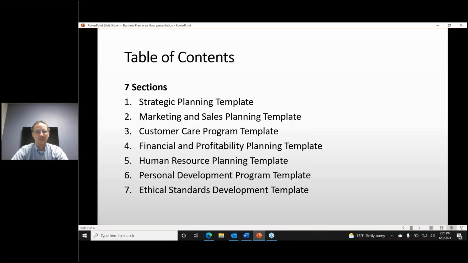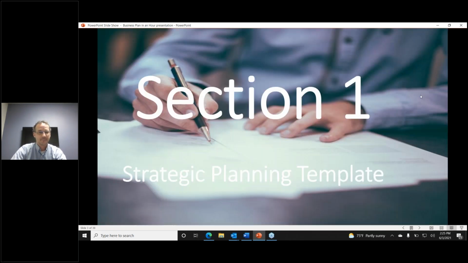As we grow and as we understand our businesses more, many of us may start to cut corners, and those corners can cost you a lot of money down the road. So let's get started. Section 1, the strategic planning template.